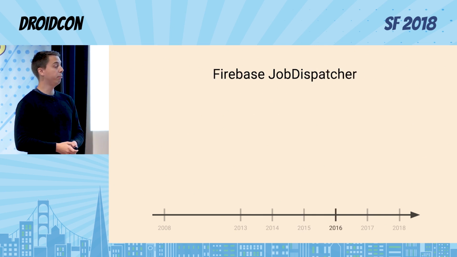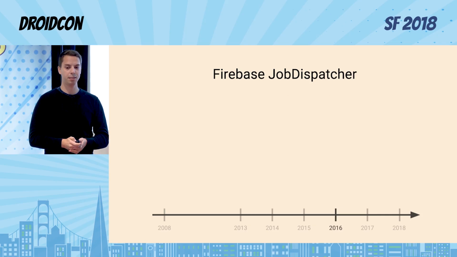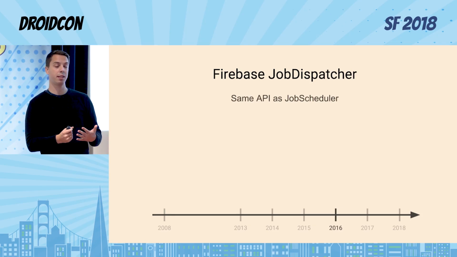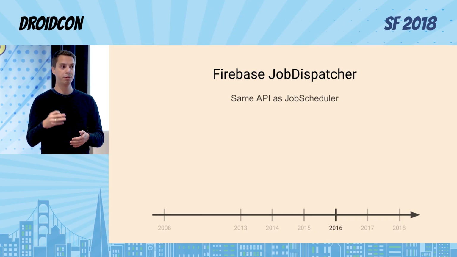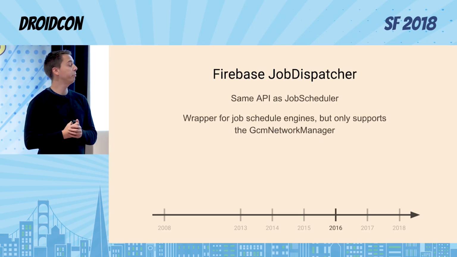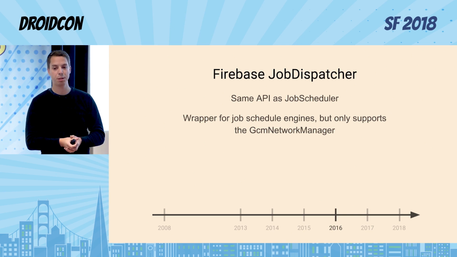The following year, Google released another library, the Job Dispatcher, and the Job Dispatcher had the same idea like Android Job. It was meant as a wrapper around the existing APIs, and it used for that the existing Job Scheduler API, so it looks identical to Job Scheduler. The problem was that under the hood, it only used the GCM Network Manager. So again, you had the same constraints, like if the Play services aren't available, then you cannot use the Job Dispatcher either.